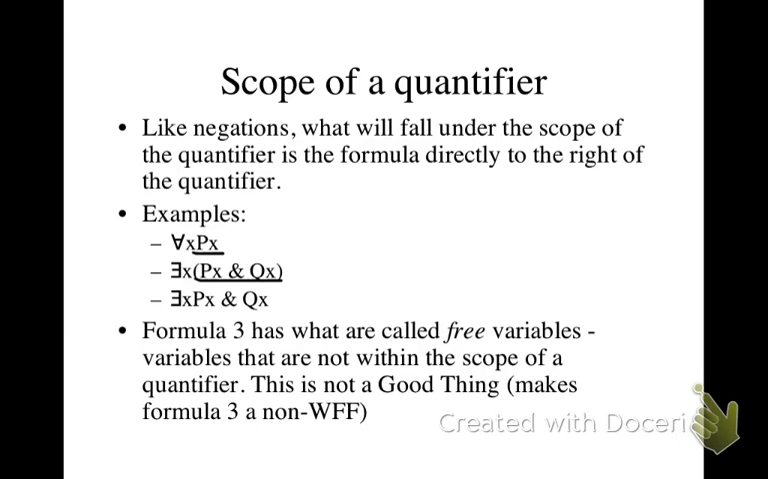So the parentheses binds that all together and makes it a chunk. And so then it means that what is directly next to the existential quantifier is that whole formula, Px and Qx. However, if we don't have the parentheses, then the scope of the existential quantifier is just the formula Px. And so then the formula Qx is just kind of all by itself.